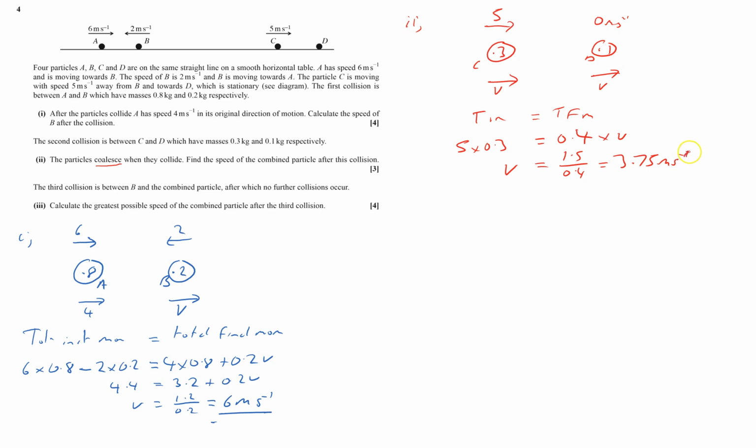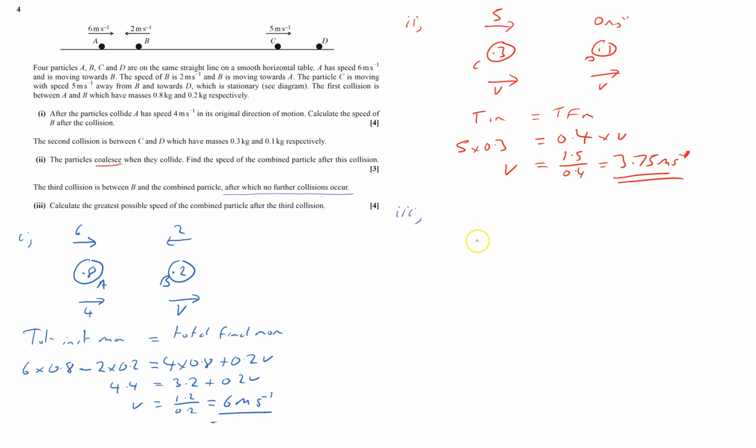That should be a 1. Okay, and now part 3 I will do in purple. The third collision is between B and the combined particle, after which no further collisions occur. And that's quite important. In fact, very important. Calculate the greatest possible speed of the combined particle after the third collision.